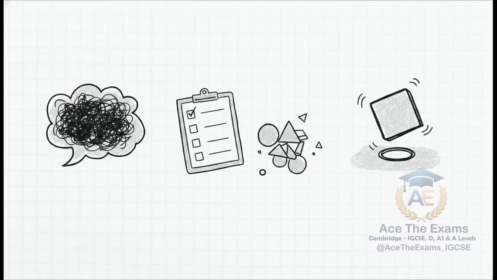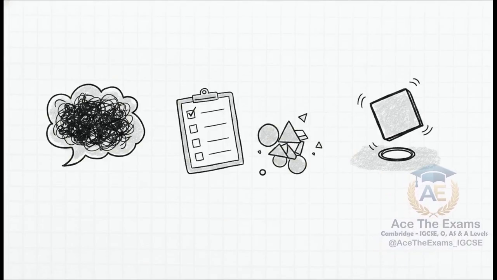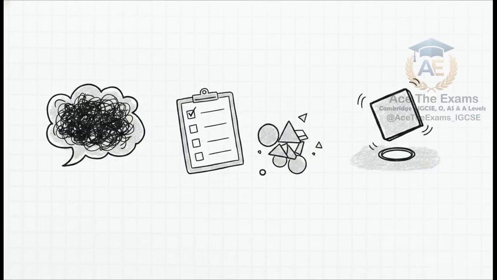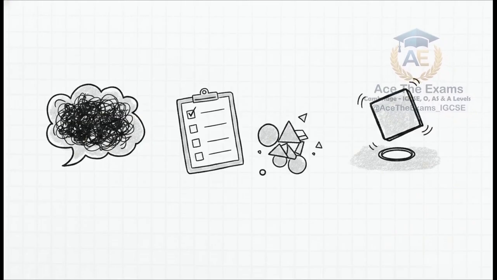Aside from terminology, here are the top 3 pitfalls that consistently drag down candidate scores year after year. Number 1, answers are just way too vague. Examiners aren't mind readers, folks. They want specific, rigorous mathematical details.